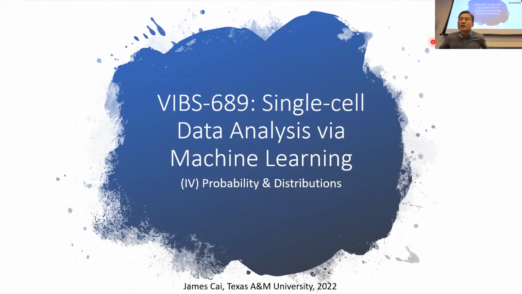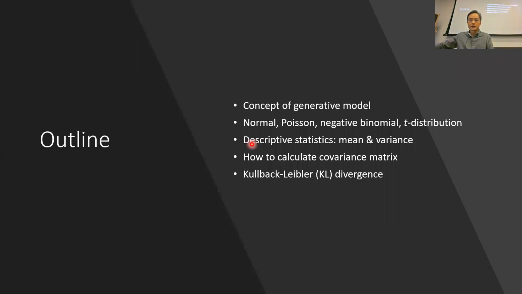Okay, today we are going to talk about probability and distributions. We will first jump into some kind of normalization problem. When you say, okay, I will normalize my matrix table, what are you doing? And then we will move to the concept of the generating model.